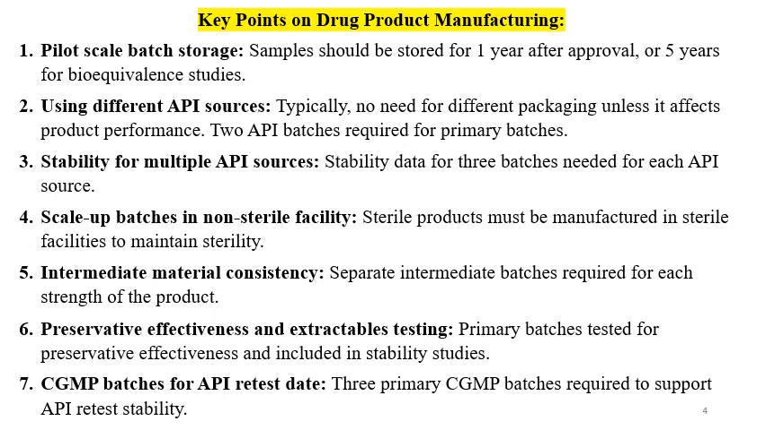Stability for multiple API sources. If you are using alternative APIs, stability data for 3 batches is needed for each API source. It is also generally regarded as making the 3 batches on the primary API source and 1 batch of the B strength for the other API source. But many regulatory agencies ask for 3 batches.